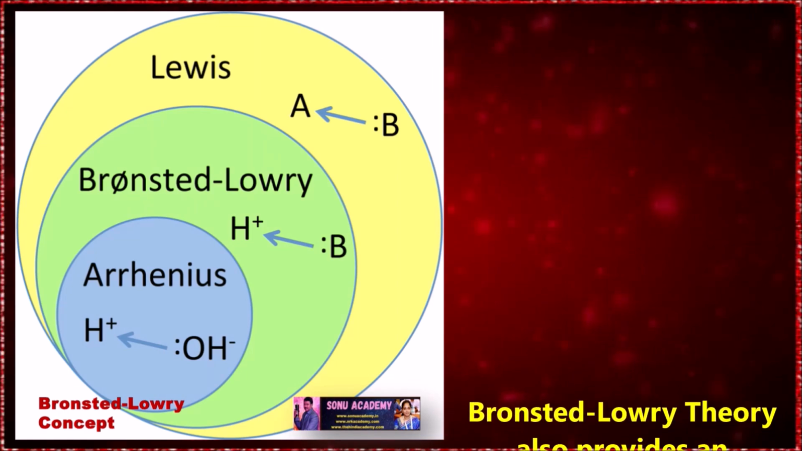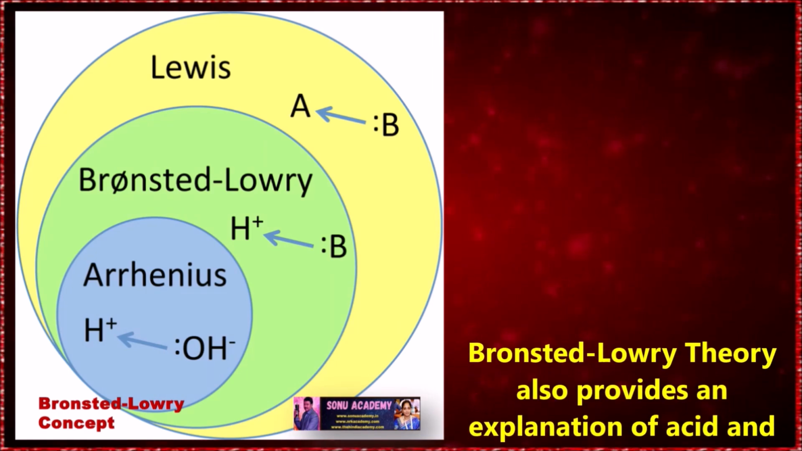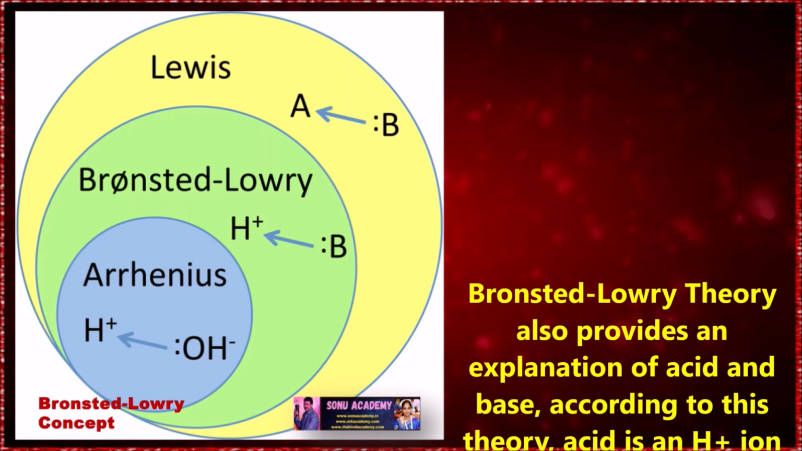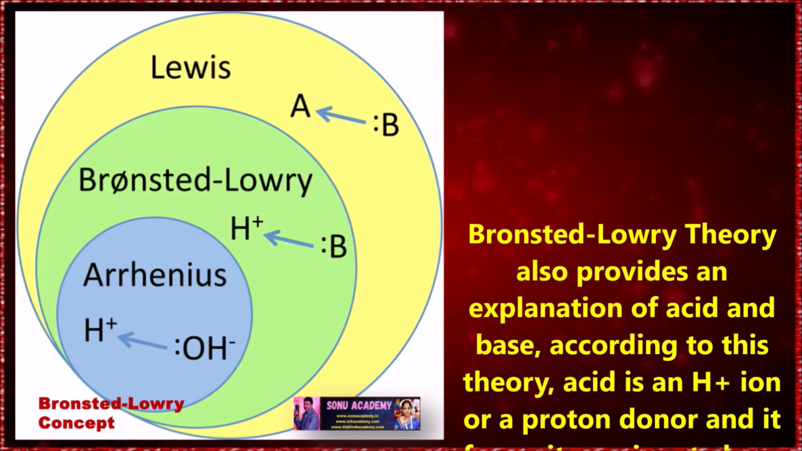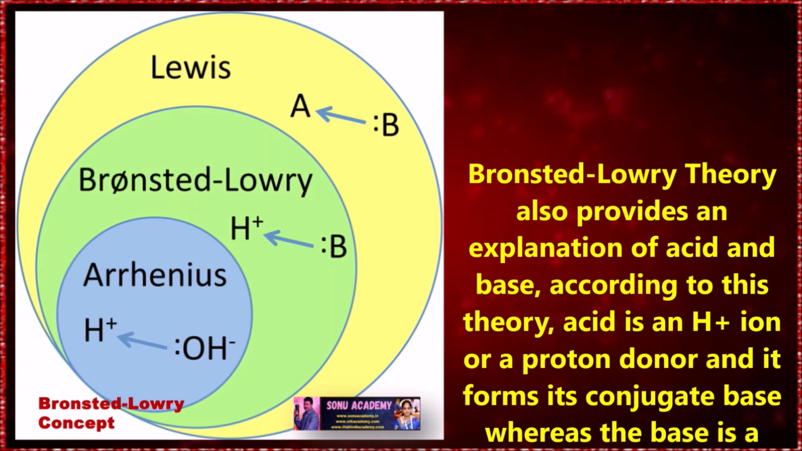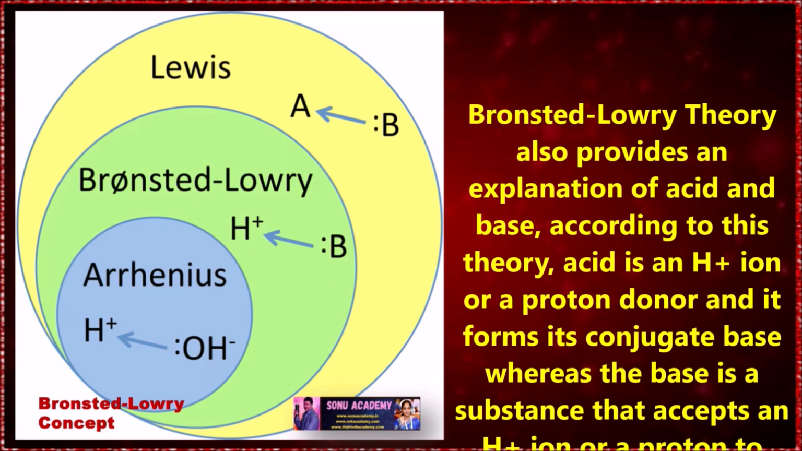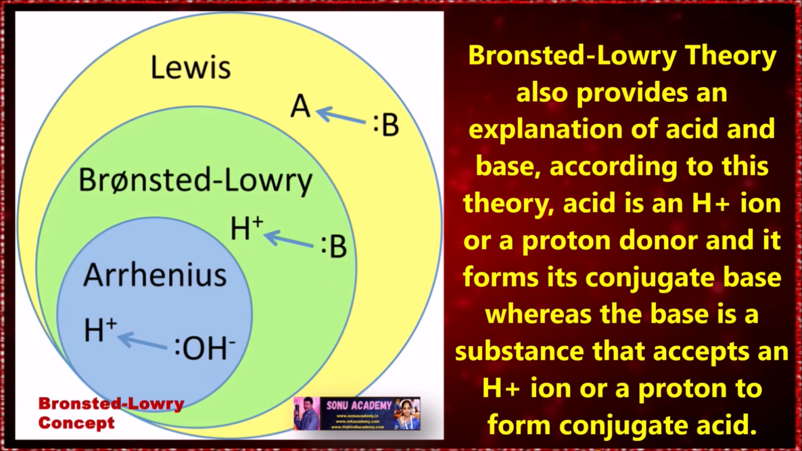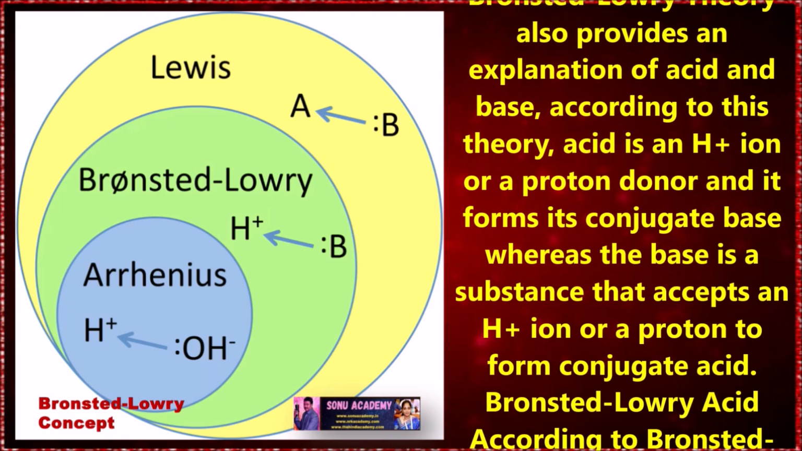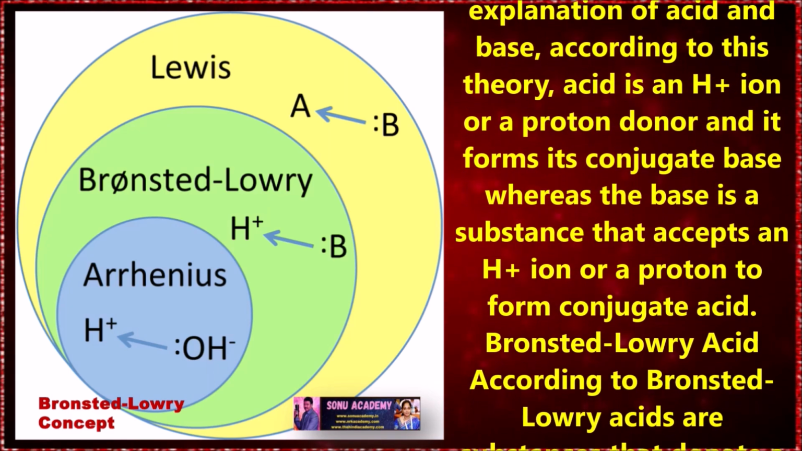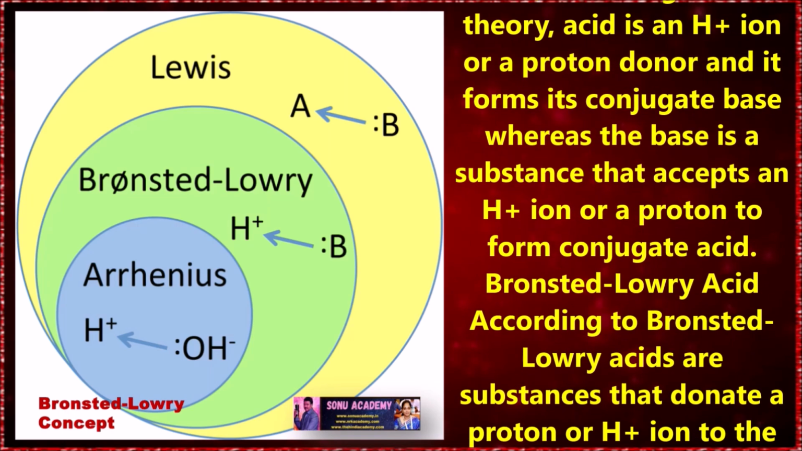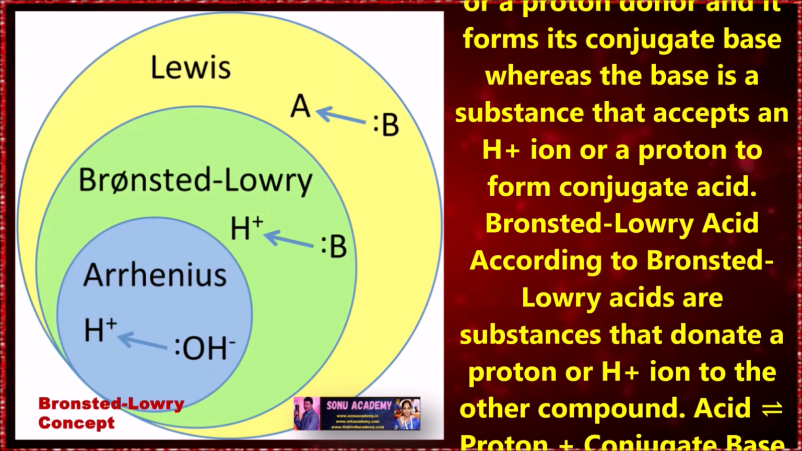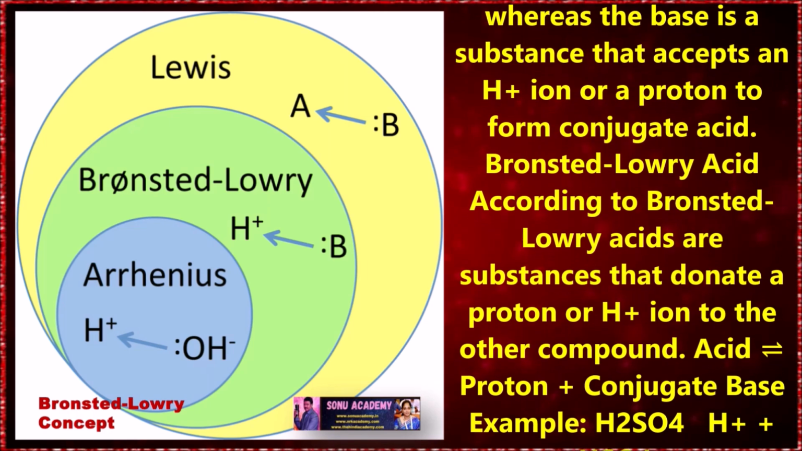Children, let us discuss the Bronsted-Lowry theory of acid and base in detail. The Bronsted-Lowry theory also provides an explanation of acid and base. According to this theory, an acid is an H+ ion or proton donor, and it forms its conjugate base, whereas a base is a substance that accepts an H+ ion or a proton to form its conjugate acid.